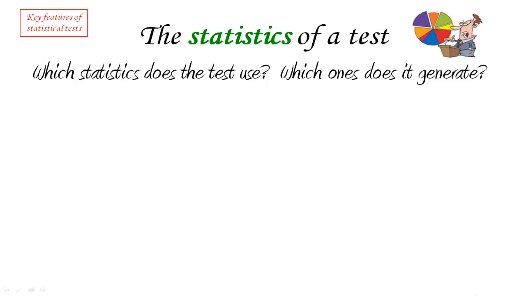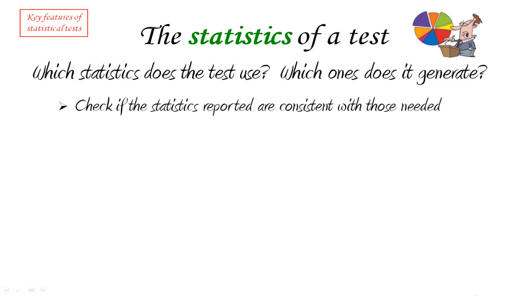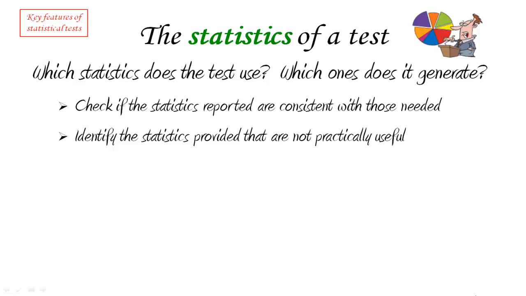Now, why is that important? Even though this item is the one that you would expect to be the most important because it involves statistics per se, in a way it is the least critical. The reasons why we ask this are, number one, we want to know if the statistics reported in the article are consistent with those needed by the test. And secondly, we want to identify certain statistics which are traditionally provided but which really do not tell us a lot of information beyond the fact that they come from a certain kind of test.